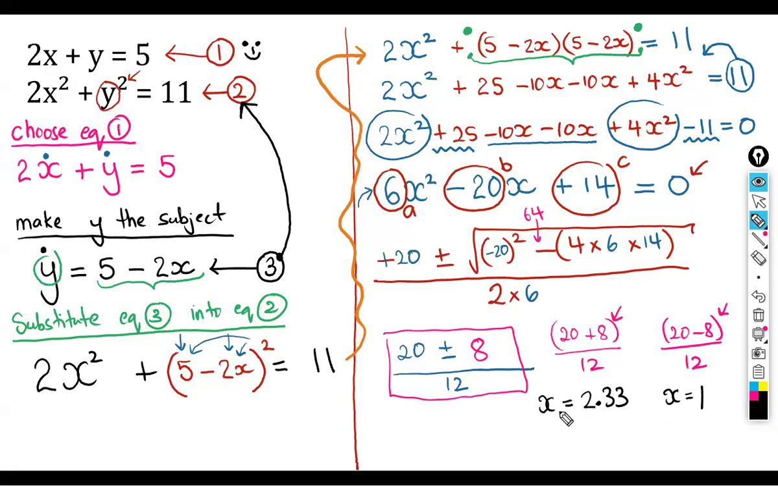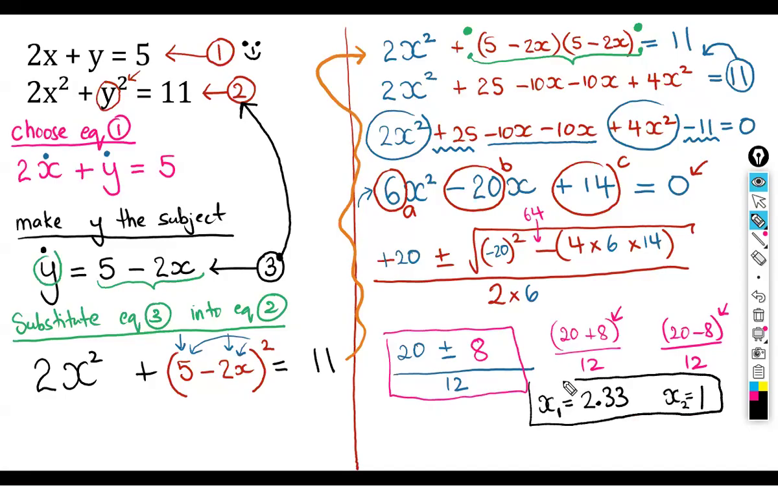Now in the exam, call one x1 and the other one x2, so you can differentiate between the 2 answers. It doesn't matter if you get the 1 value first or the 2.33 first. Once you get your 2 answers, you call any one answer x1 and the other x2. The order doesn't matter. Make sure you get these 2 answers.